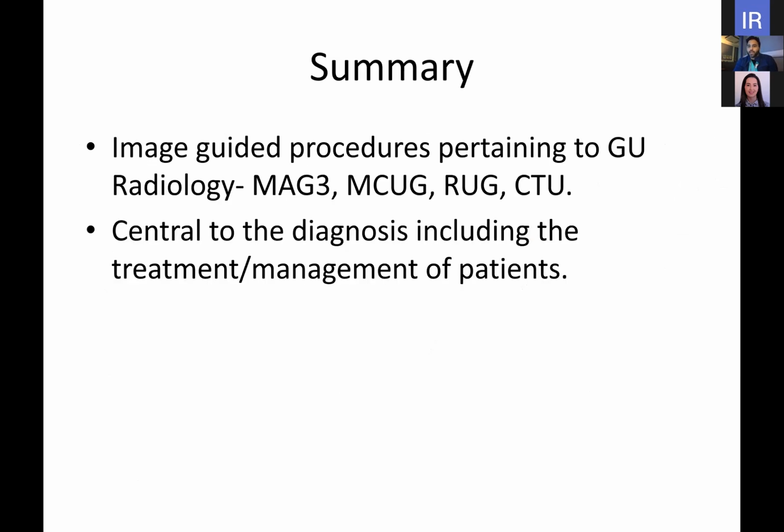So good. So we've certainly talked about several different modalities, as you can see here, compared to last week where we were just focusing on CT and ultrasound. We dived into a little bit more nuclear medicine studies, particularly looking at renal function with MAG3. Some non-vascular intervention that we do, be it in pediatrics, but we also do it in adults for different reasons, such as MCUG and a retrograde urethrogram and a CT urogram to assess the collecting system.